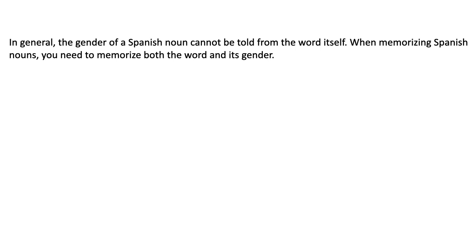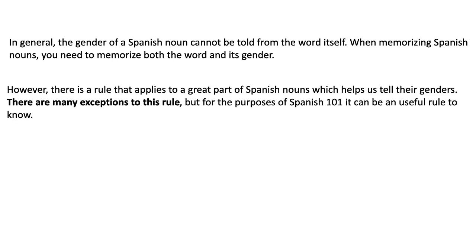But so basically I said that there's no way to tell the gender of a Spanish noun from the word itself. That's, if you're rigorous, that's true, but actually there's sort of a general rule that we can apply a lot, which helps us figure out the genders of words from their endings. Thing is, there are many, many exceptions to this rule. But this is just 101. So basically, we are going to apply the rule unless I tell you not to, right? And it's actually a fairly simple rule.